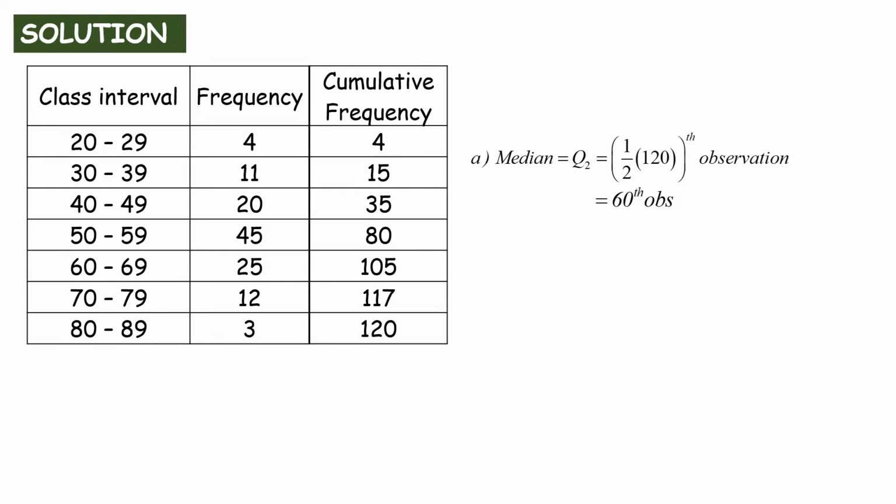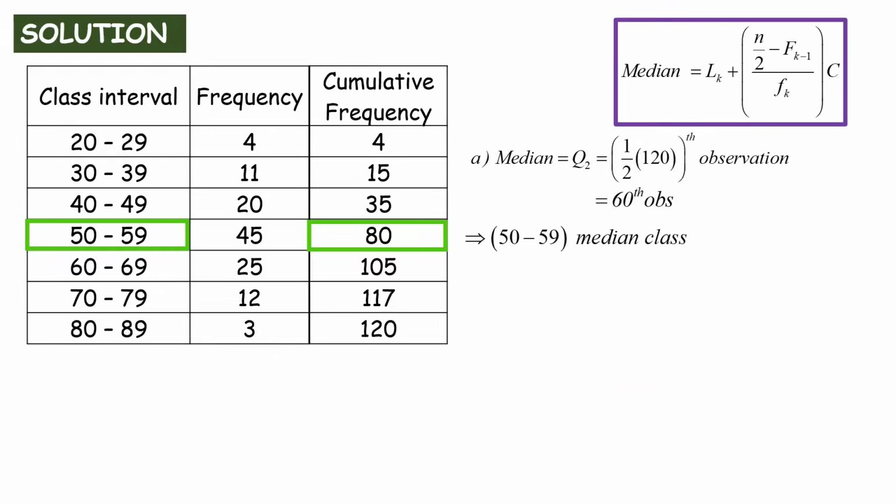The 60th observation can be found from the cumulative frequency. The 60th observation occurs at the 50 to 59 class. Therefore this is the median class. Now let's check the formula of median of a grouped data.